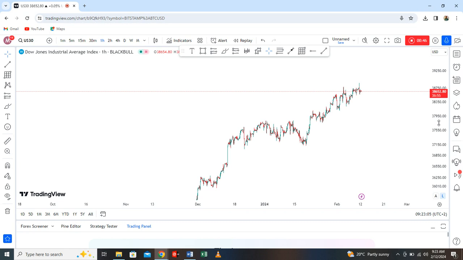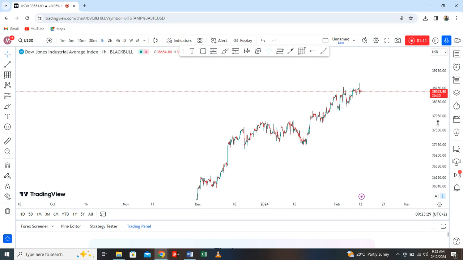I'm still going to look for the entries around these analyzed pairs. Don't just enter anywhere, or enter whenever you see an order block. I'm not liable for you taking the entries and then losing. You will be doing that on your own.